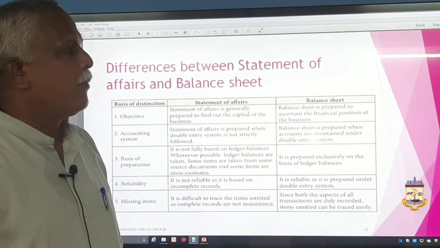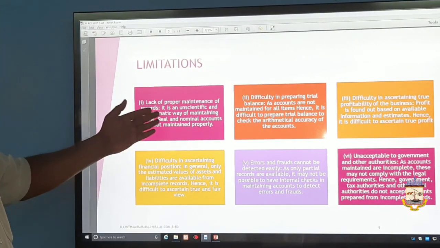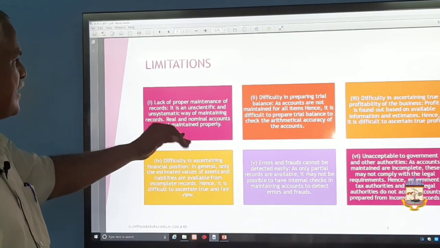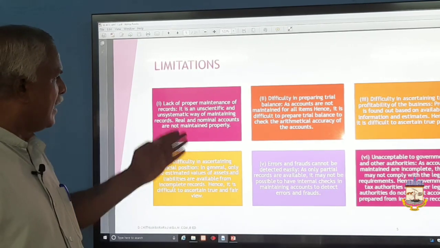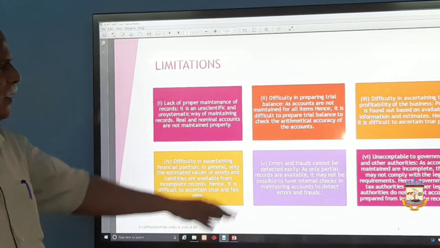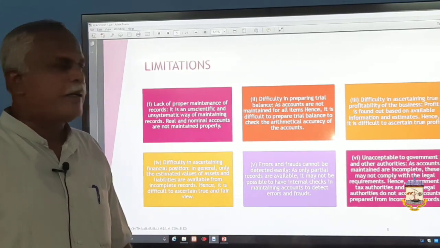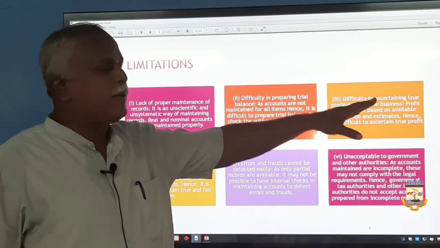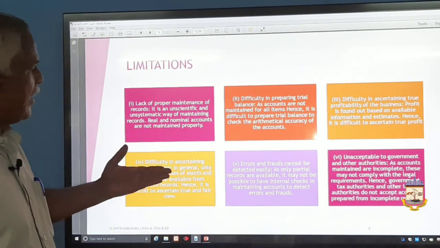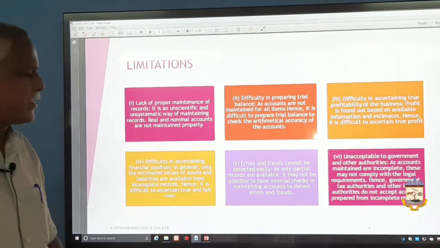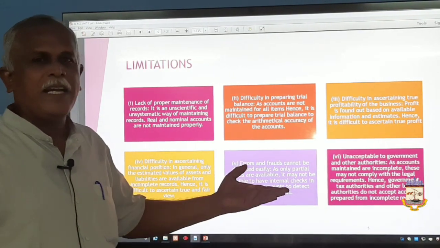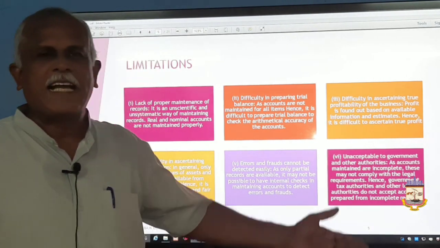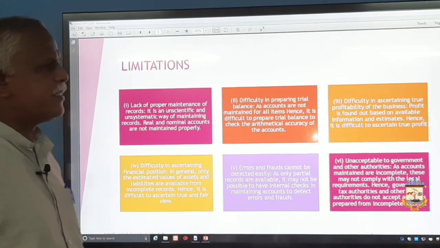Limitations, under limitations we covered it is lack of proper maintenance of records. It is unscientific, unsystematic method of making records. Real and nominal accounts are not maintained. It is difficult to prepare trial balance under this method. Difficulty in ascertaining the profitability of the business. Difficulty in ascertaining the financial position of the business. Errors cannot be detected. Unacceptable to the government authorities and other authorities, that is tax authorities. So these are the limitations.